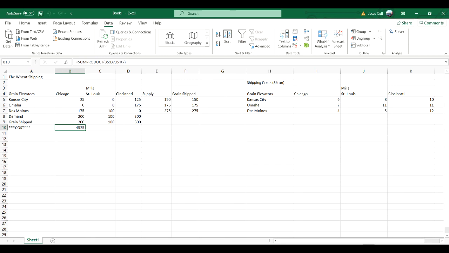Hopefully everybody's clear on today's lesson. The key point is array 1, array 2, and some product to figure out cost.